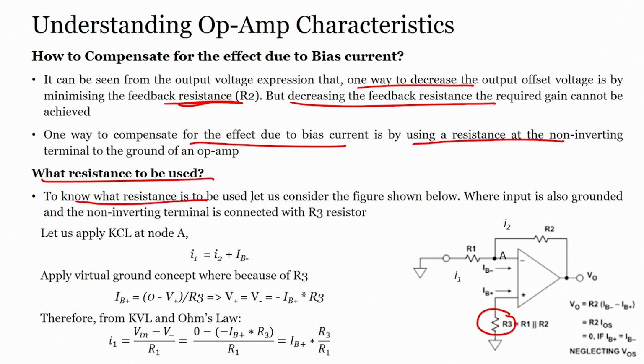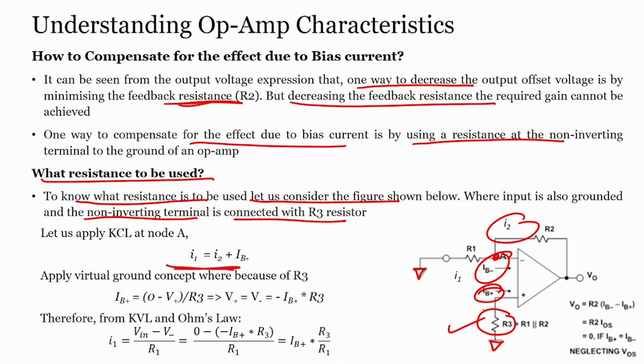To know what resistance to use, let us consider the figure below, where the input is grounded and the non-inverting terminal is connected with resistor R3. You can see the ground here, and then resistor R3. Applying KCL at node A, what do I get? I1 equals I2 plus IB minus. Applying the virtual ground concept, IB plus equals 0 minus V plus divided by R3, which gives V plus equals V minus equals minus IB plus into R3.